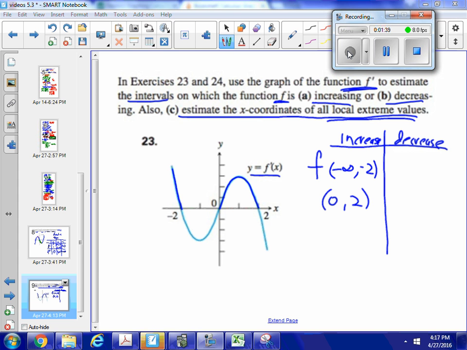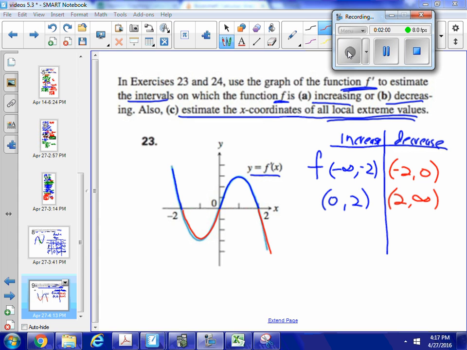My derivative is negative from negative 2 to 0, so it's decreasing from negative 2 to 0. And it's also decreasing from 2 to infinity.